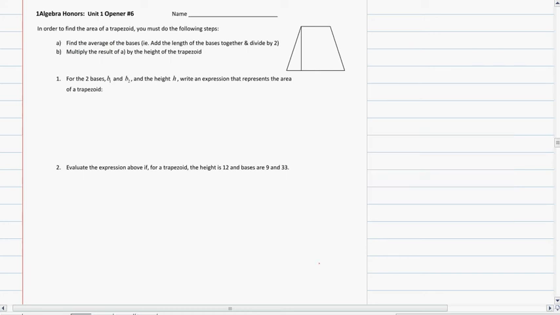In order to find the area of a trapezoid, you must do the following steps. Find the average of the bases. In other words, add the lengths of the bases together and divide by 2. Multiply the result by the height of the trapezoid.